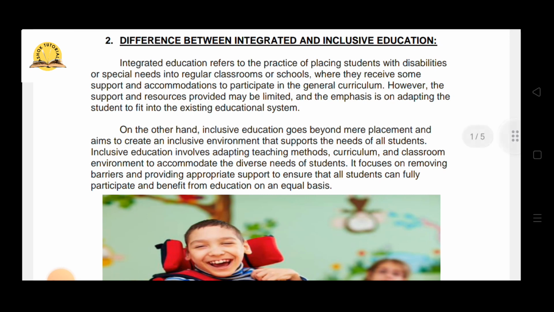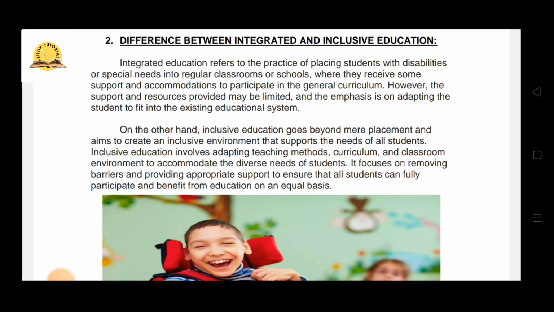So let us see here, what do we actually understand when we say integrated and what do we actually understand when we say inclusive. As I was saying, there are some misconceptions, like many of us think that integrated and inclusive is the same, but it is not the same. So let us see how it is not the same, why it is not the same.